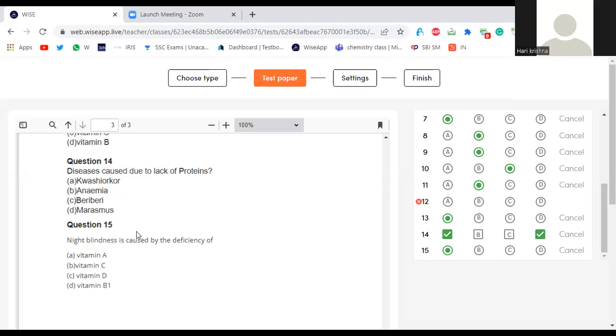Okay. So the deficiency caused due to lack of protein, that's kwashiorkor. And marasmus is also correct, because along with the protein, carbohydrate deficiency also should be there.